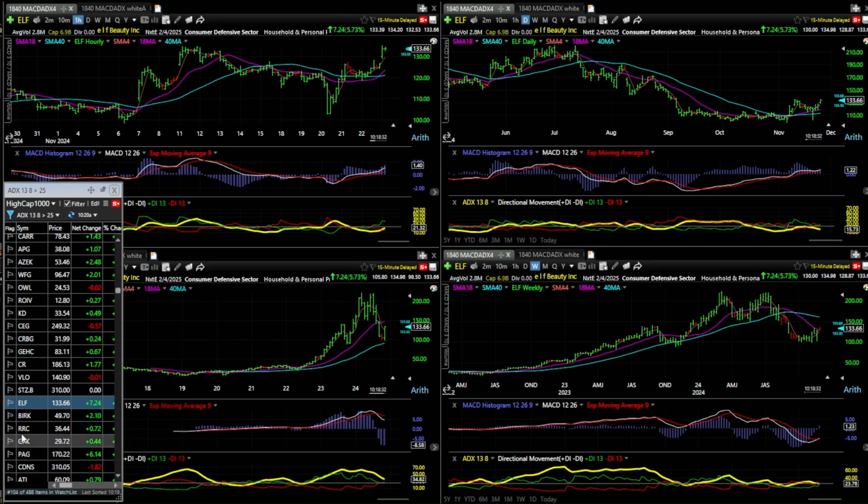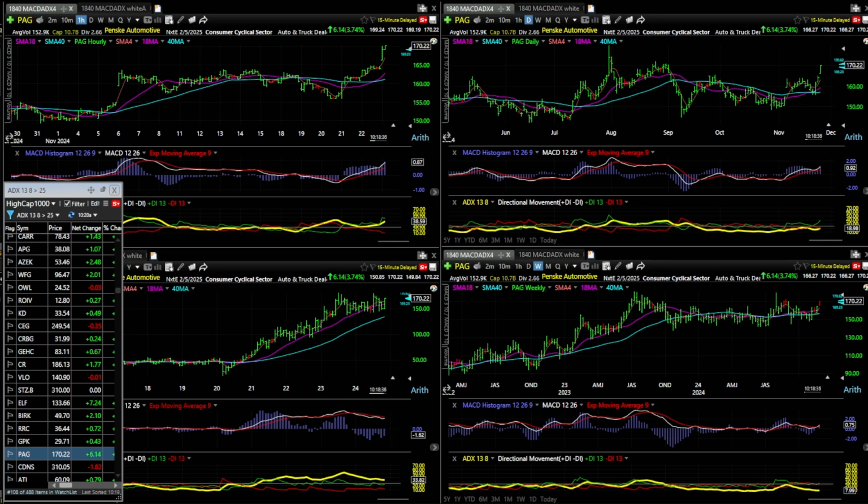Okay. Look at something like Page. So this is a completely different pattern. This is a stock that is pulling back to the 18-month line, but it's a low ADX pattern on this time frame. So we're not looking for that opposing trend pattern. We're actually looking for a breakout in this time frame.